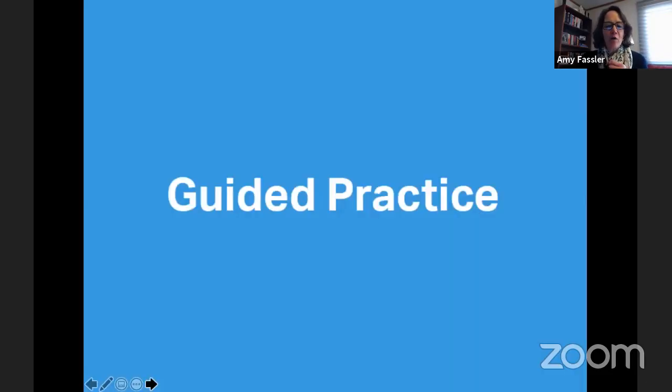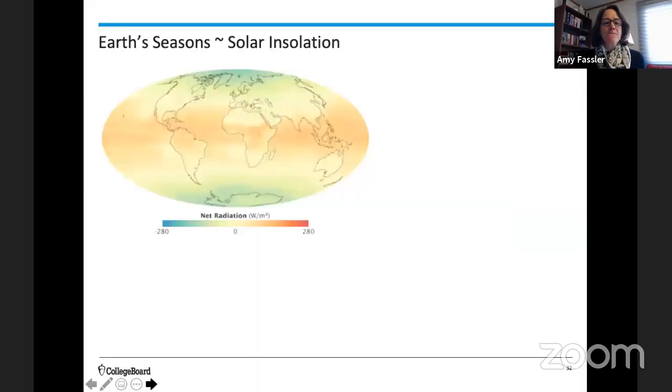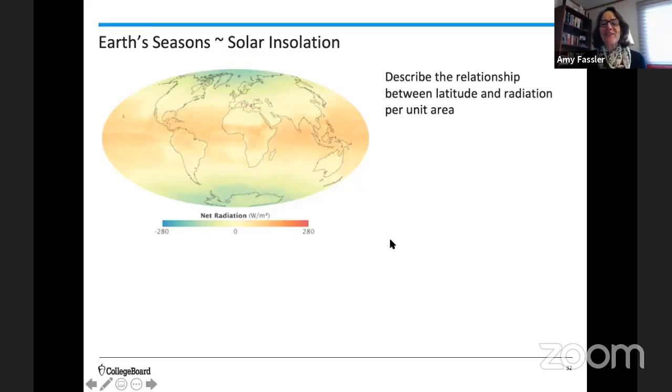Let's do a little guided practice on this quick. So here's a beautiful NASA image that shows me the Earth with a unit of net radiation represented in different colors across this continuum. And my unit here is watts per meter squared. So in other words, how much energy per square meter of Earth's surface. Describe the relationship between latitude and radiation per unit area.